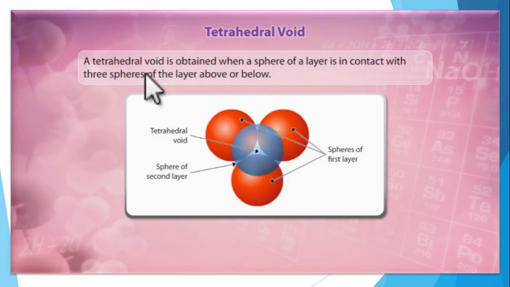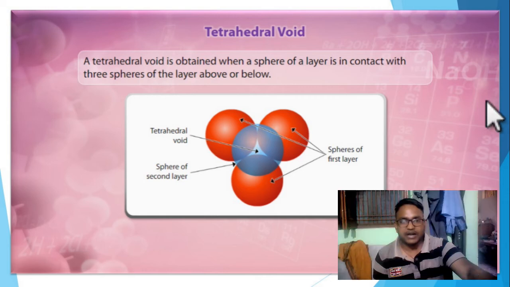Tetrahedral voids. A tetrahedral void is obtained when a sphere of a layer is in contact with three spheres of the layer above or below. These are the three spheres of a single layer and this is a single sphere of the second layer. A tetrahedral void is obtained when a sphere of a second layer is in contact with the three spheres of the layer above or below.